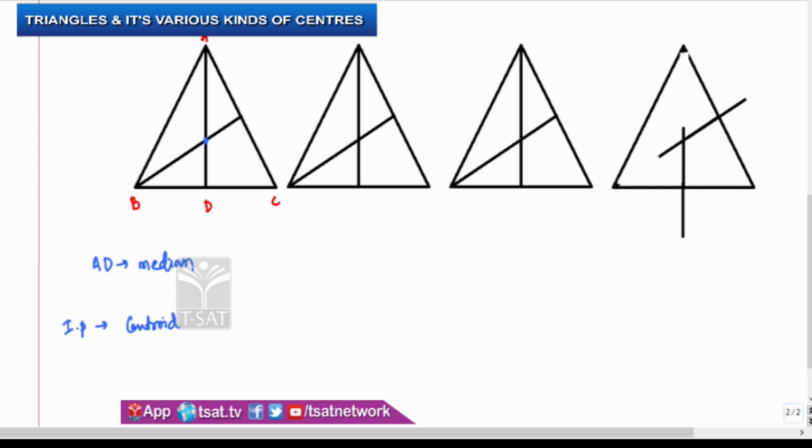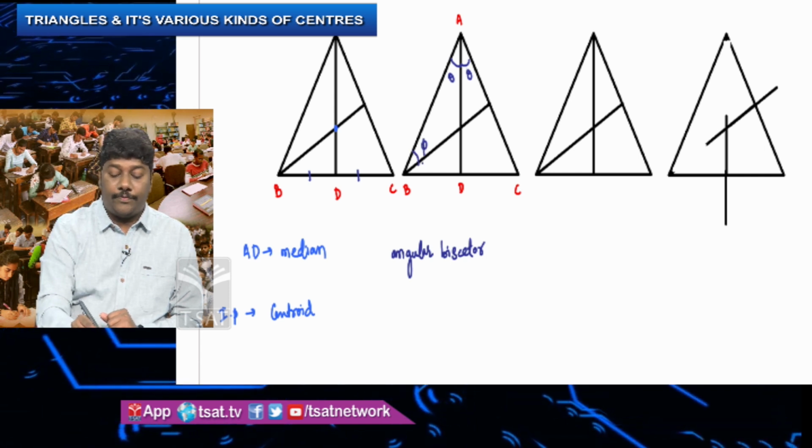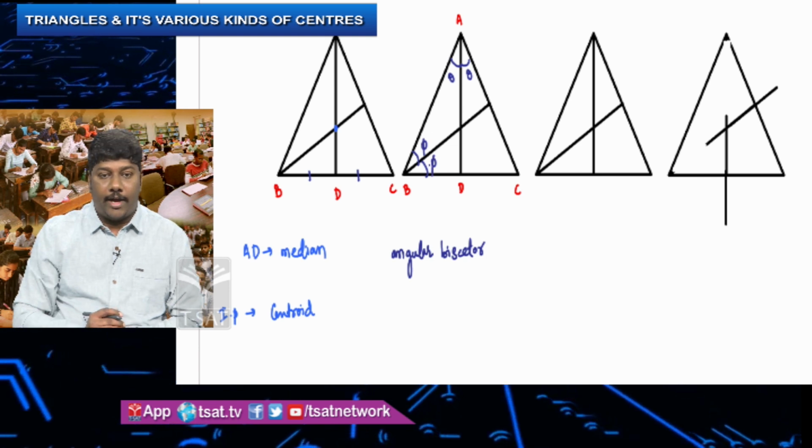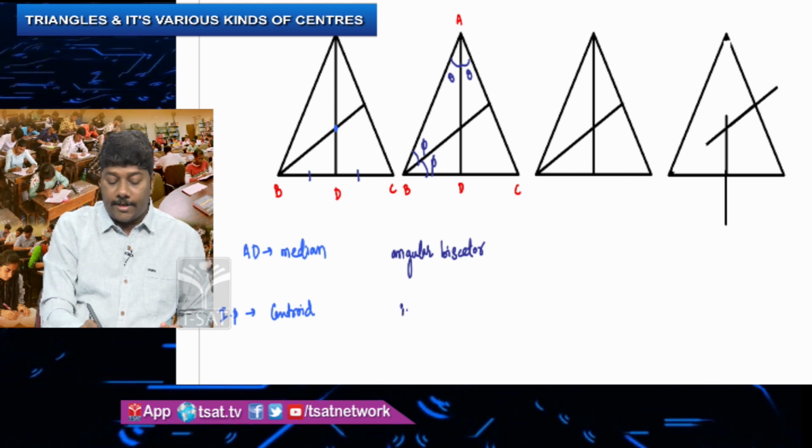Now look at the second figure. Here AD, I call it as an angular bisector. In the second figure, AD is an angular bisector. In the first figure, AD is median which divides the opposite side. Here it divides the angle. So, these two angles are same, theta and theta. Here this is phi, this is phi. Intersection point of angular bisectors is in center.